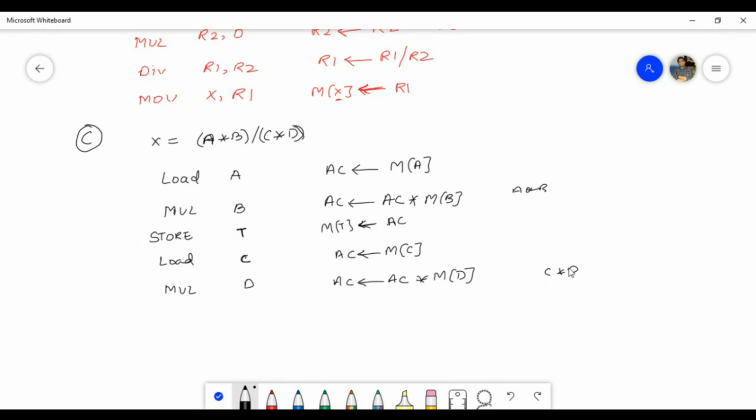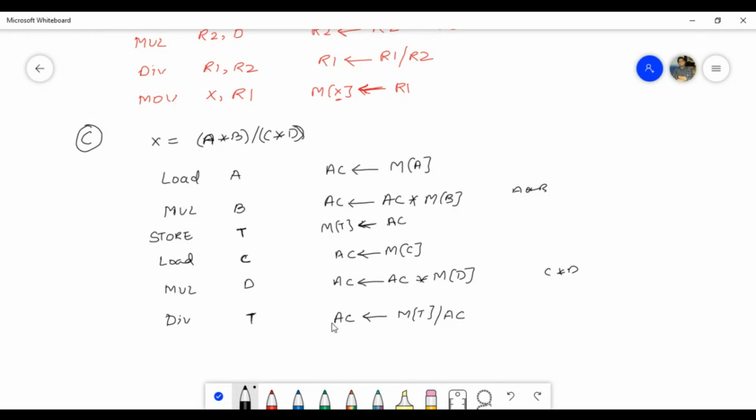So now what will I do? I will divide. Divide T. That means the accumulator value is updated with memory address T by accumulator. So this is A cross B and this is C cross D. Now T is the temporary register.